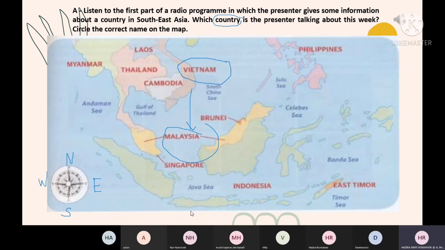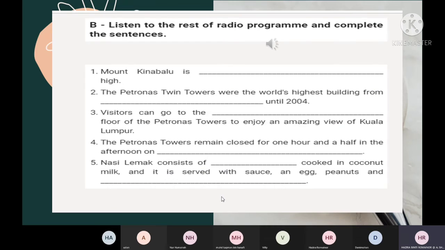So the second part is, okay, all right. You need to get ready with your pencil because later you have to copy this exercise also in your exercise book together with the grammar part just now and send it to me. Okay, listen to the rest of the radio program and complete the sentences. Alright, let's listen for the first time. I'm not going to discuss the answer, so you have to find the answer.